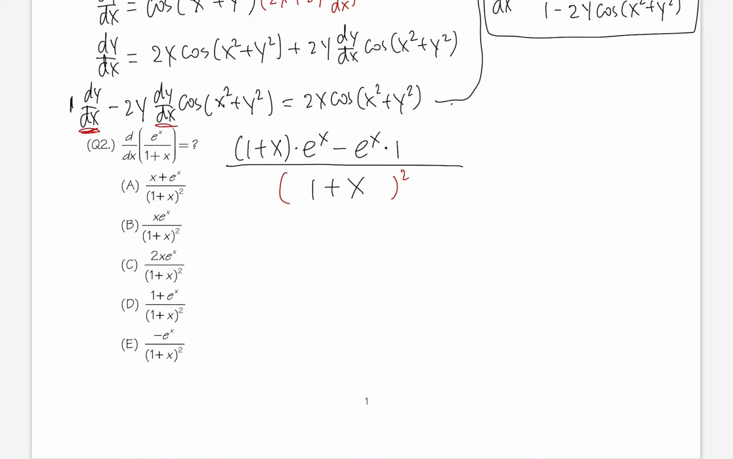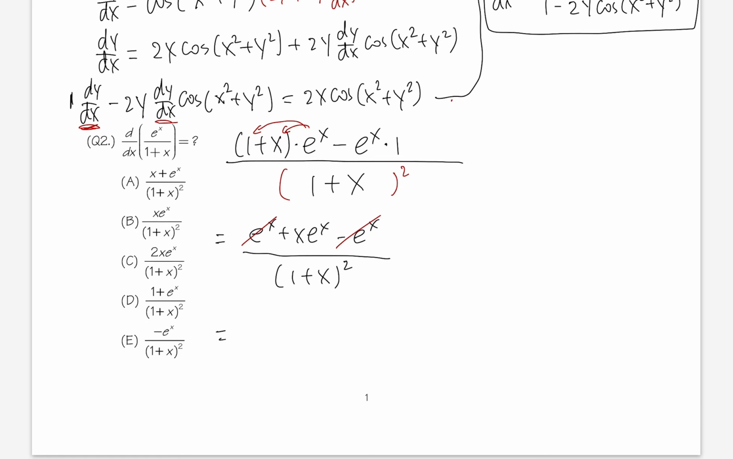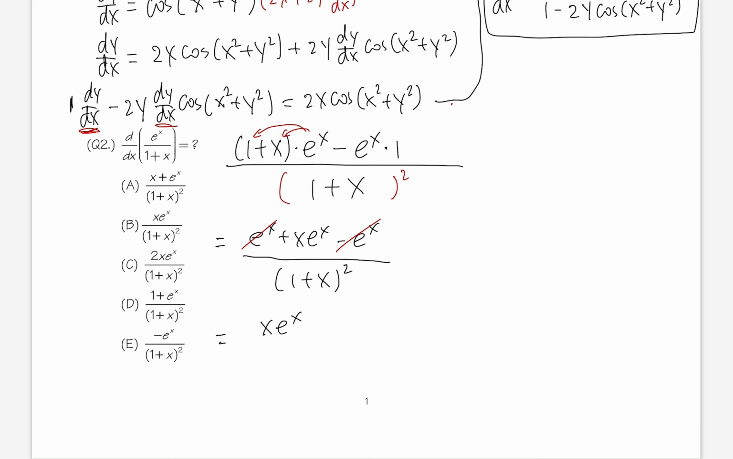Okay, then we will just, of course, distribute the top and then try to combine terms. So here, we will have e to the x plus x e to the x minus e to the x, all over (1 plus x) squared. And notice e to the x minus e to the x cancel very nicely. So we just end up with x e to the x over (1 plus x) squared. So this right here will be the answer. But again, we will have to choose the best answer from here. So that's answer choice B.